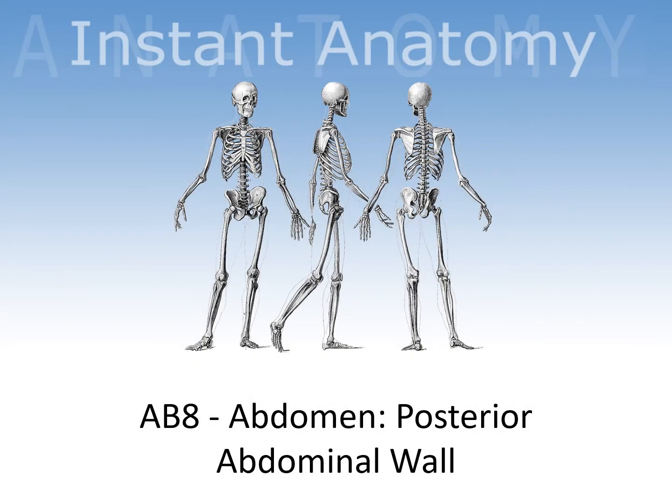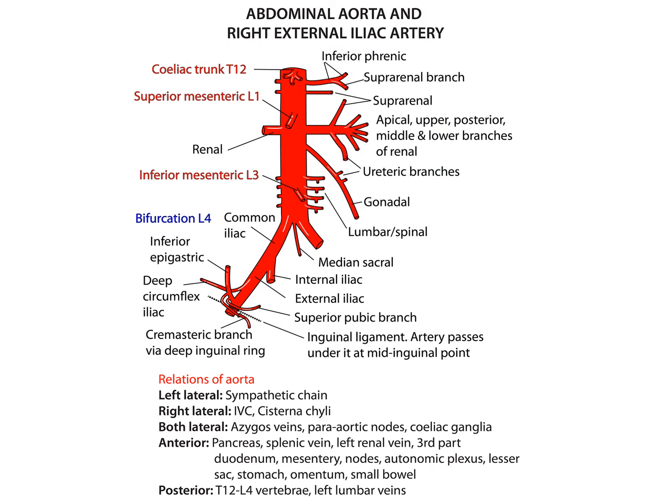This one concerns the posterior abdominal wall. First, let's look at the abdominal aorta. The descending thoracic aorta passes behind the diaphragm at T12 with the median arcuate ligament lying anteriorly to it. As it becomes the abdominal aorta, the inferior vena cava lies to its right side, and the sympathetic chain on the left side lies posterior to it.